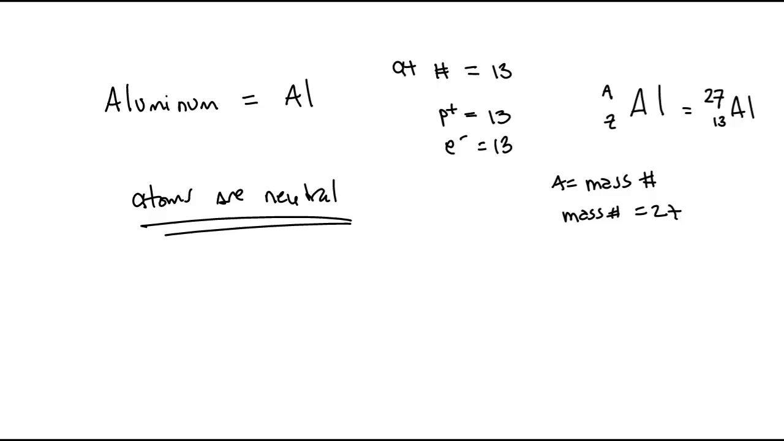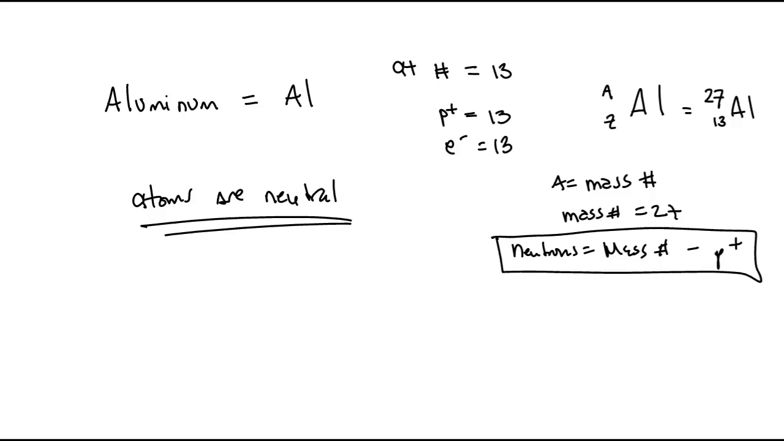So if I have 27 as my mass number and I have 13 protons, how many neutrons do I have? The number of neutrons is the mass number minus protons. So if I had 27 for my mass number and 13 protons, my number of neutrons should be 14. Okay, because 14 plus 13, that's 27.